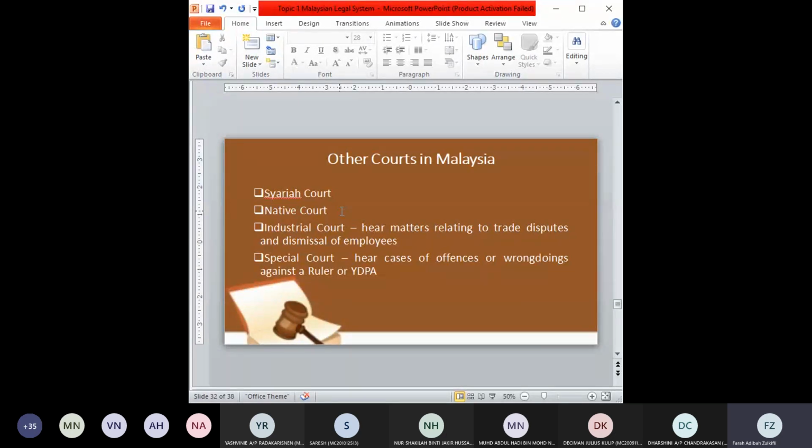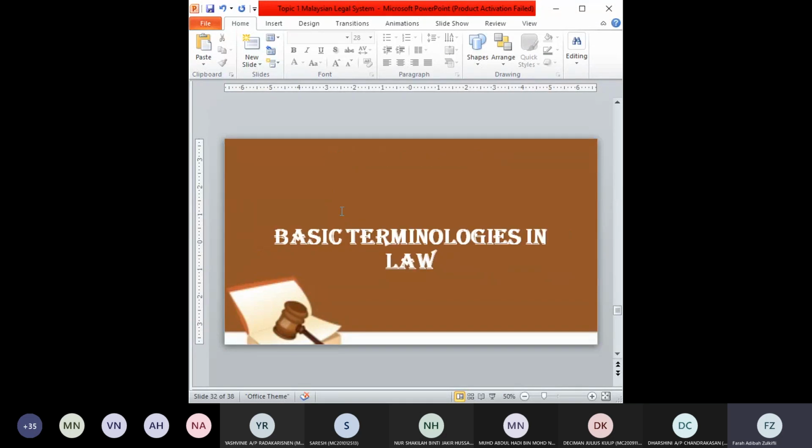And then if the case involves a ruler, the Yang di-Pertuan Agong, the case will be heard by the special court. So that is the courts that we have in Malaysia. Do you have any question about any of the courts that we have in Malaysia, or do you have any question on the jurisdiction of the courts in Malaysia?